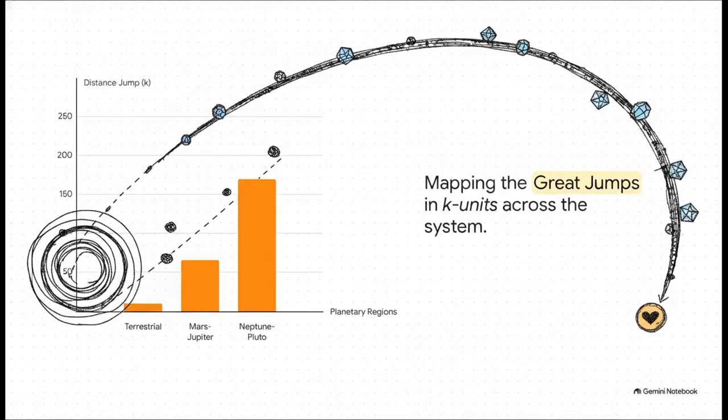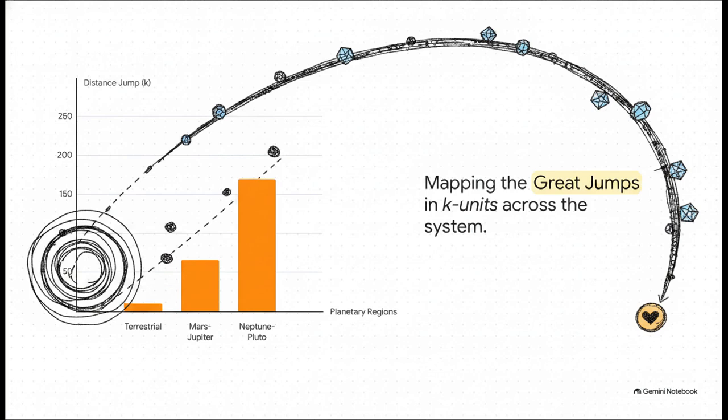To truly wrap our heads around the scale of this cosmic blueprint, we really have to compare the leaps between these planets. Remember, the terrestrial gaps are small, just 5 to 10 K units apart. Then we hit that first great jump across the asteroid belt. But the second great jump is truly vast.